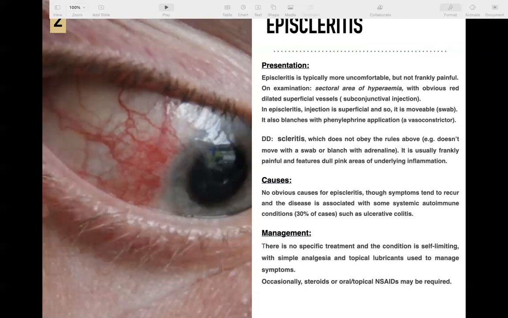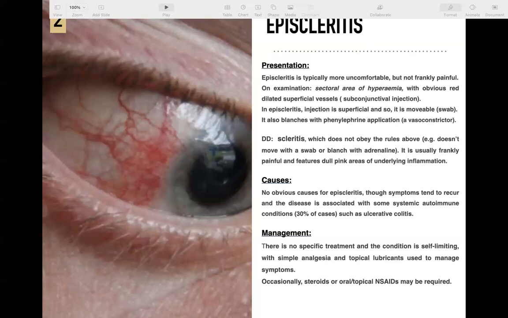So put in your mind about episcleritis that it has movable blood vessels. It blanches with adrenaline eye drops or phenylephrine eye drops. Also, it's not painful. It may disappear with no treatment within a few days or a week.